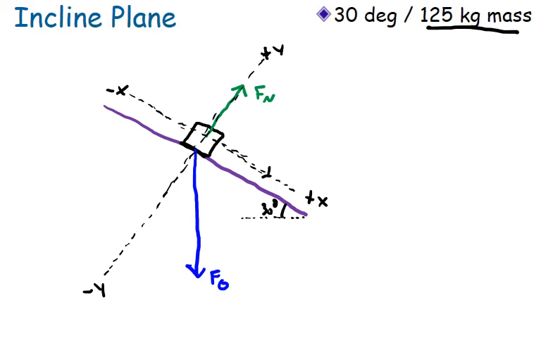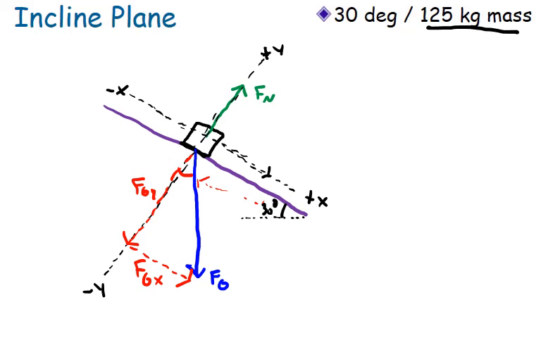As we continue this, we're actually going to break down the force of gravity into two parts. We have the force of gravity here in the y, so FGY, and then we have the force of gravity in the x, FGX. And this angle here is actually the same as this angle. It's an alternate interior angle. So those angles are matching.